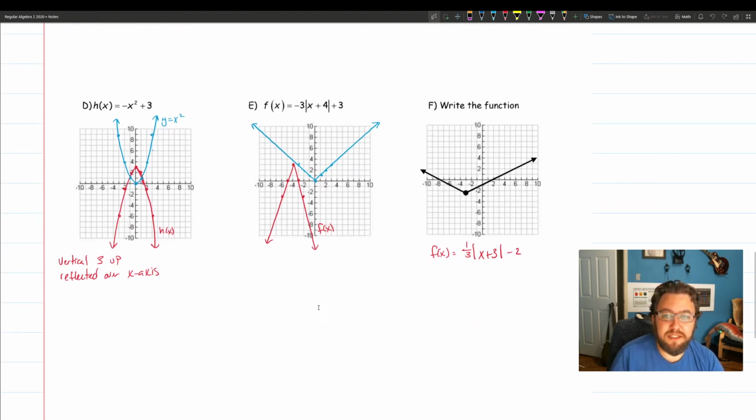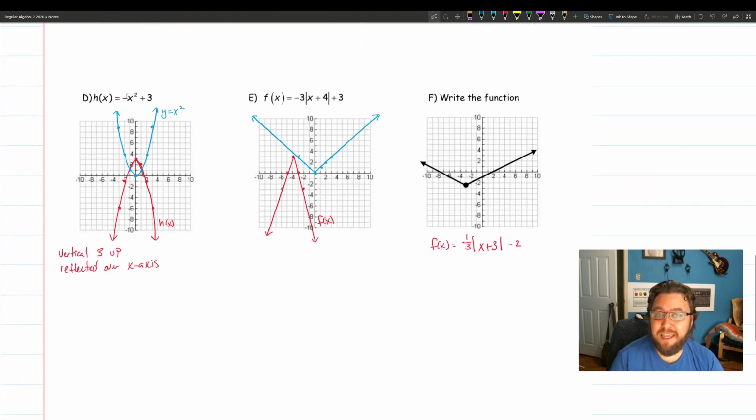All right, let's look at D. In D, we have an a value here. The a is -1. And we do not have an h value, so it's not moved side to side. But the negative means I flipped my graph upside down, which you can see here in the red. And then the +3 means I have taken that flipped graph and pushed it up 1, 2, 3 spaces on the y-axis. So it's a reflection and a vertical shift.